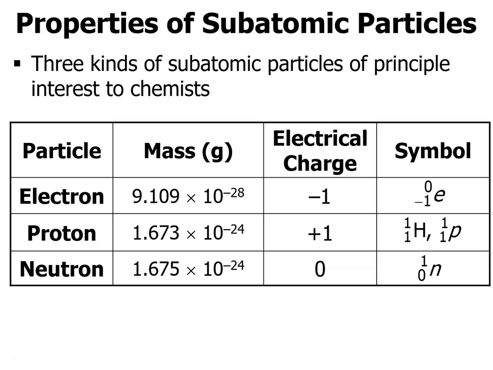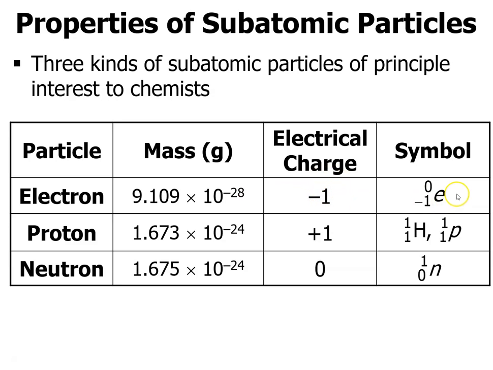One is the electron, and that's that negatively charged element. So you can see this chart here. I'm going to tell you the electron has a mass of approximately 9 times 10 to the negative 28 grams. So really, really, really tiny. It has a negative charge.